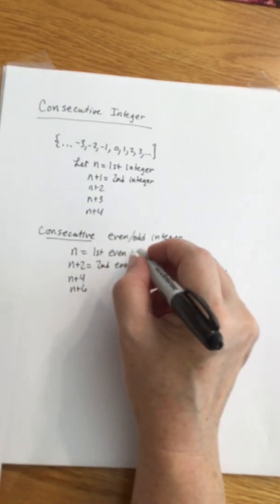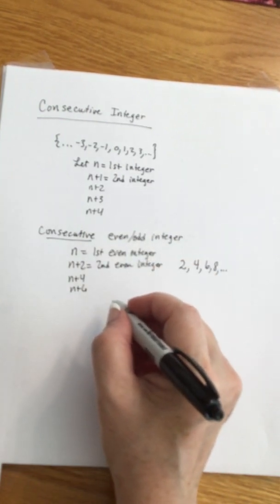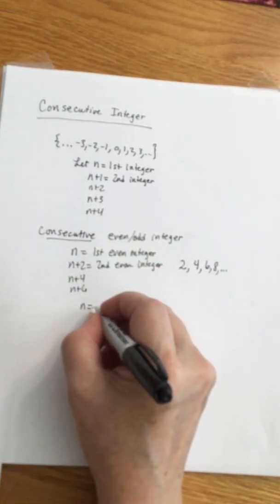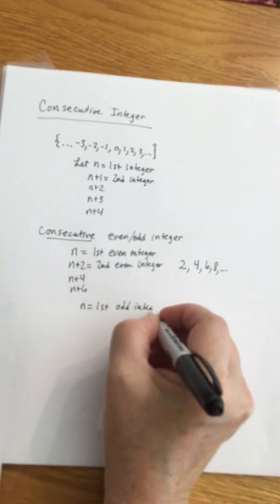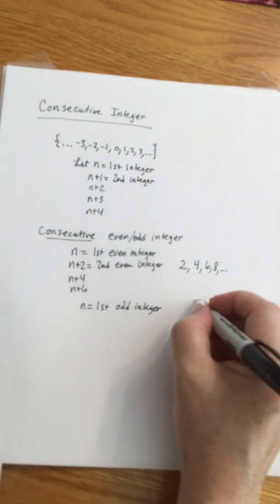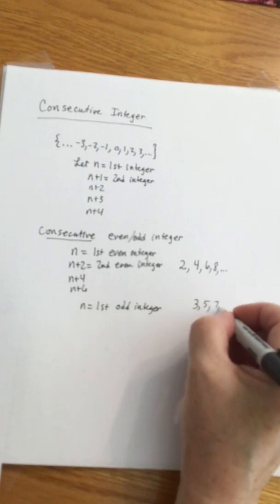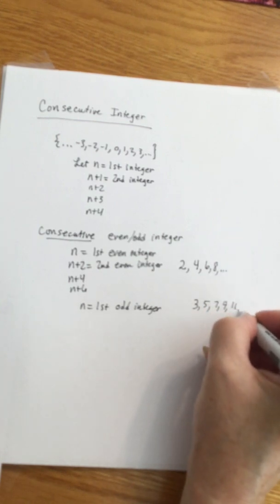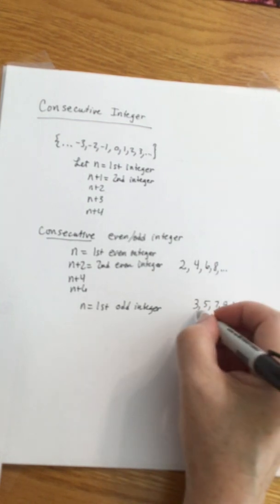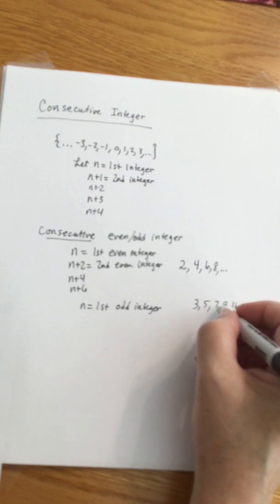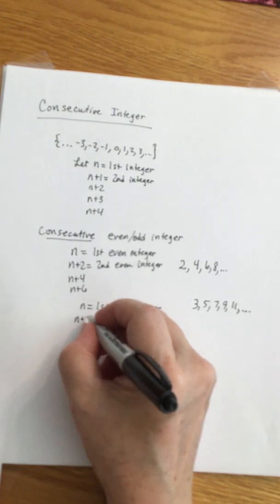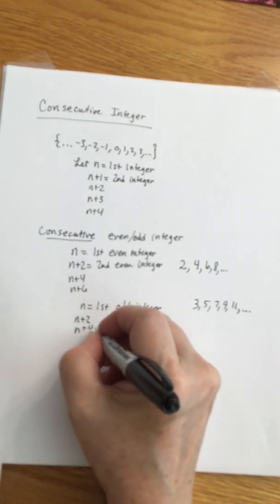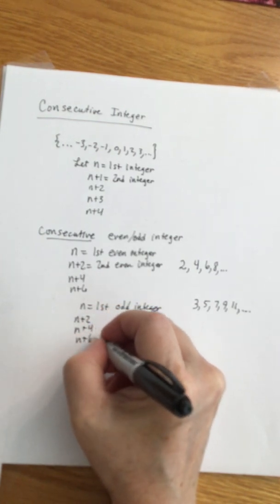But what about odd? And this is where we get confused sometimes. If I let n be the first odd integer, then say 3, 5, 7, 9, 11, and so forth. How do I get from 3 to 5? From 5 to 7, 7 to 9, I add 2 still. So we have the same thing, n plus 2, n plus 4, n plus 6.